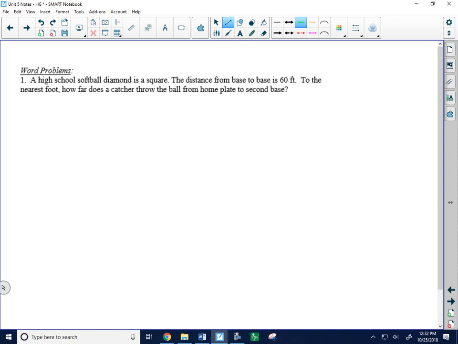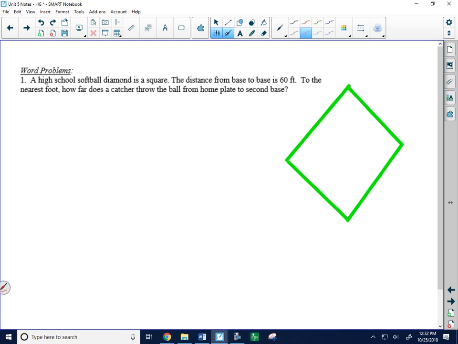So if you have either, let's see, they call it a diamond. It's really a square. So if you play softball or baseball, this is home plate. In baseball, it's 90 feet between bases, and in softball, it's 60 feet between bases. So this one's softball.